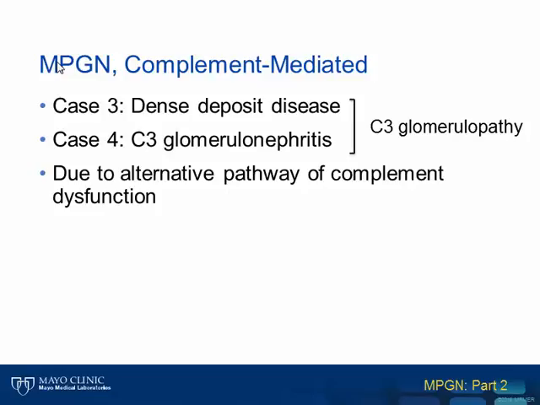On the other hand, when the deposits are not intramembranous or dense, and they are subepithelial, subendothelial, mesangial, all over the place, we call it C3 glomerulonephritis. C3 glomerulonephritis in the past was commonly misdiagnosed as MPGN type 1 and type 3. Many of these cases now are being relabeled as C3 glomerulonephritis. So what's the underlying etiology?